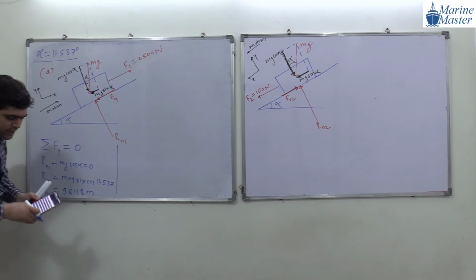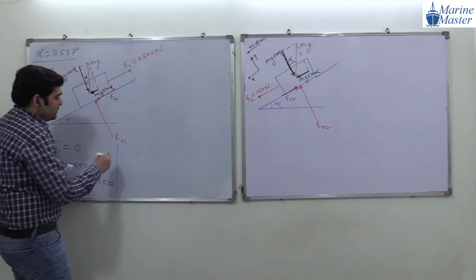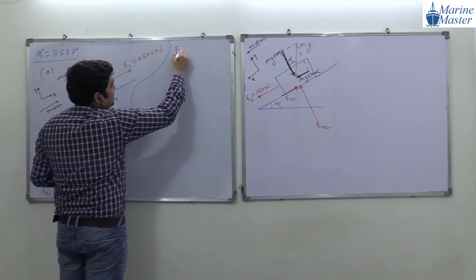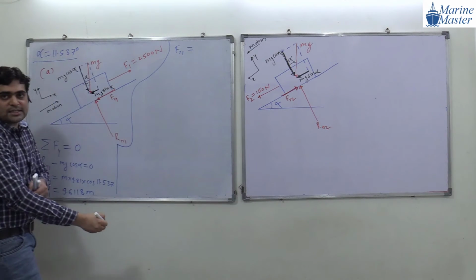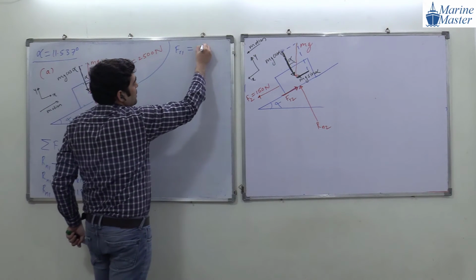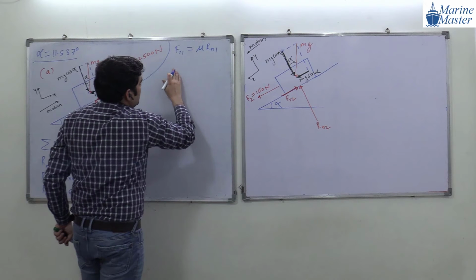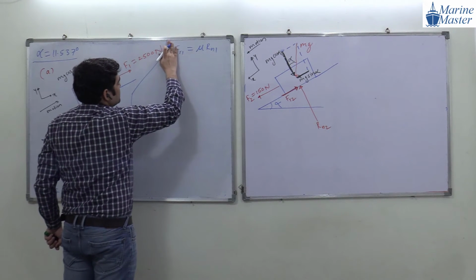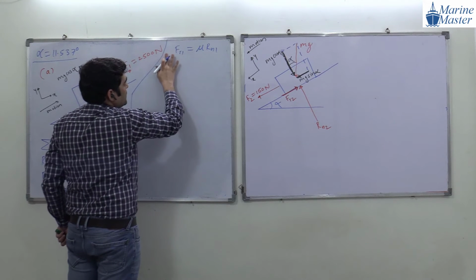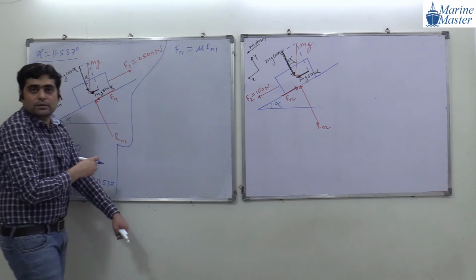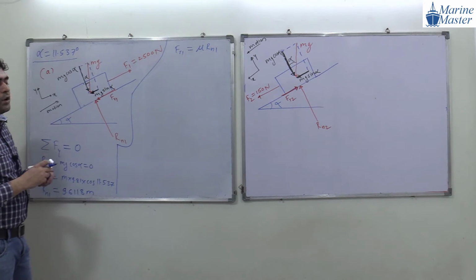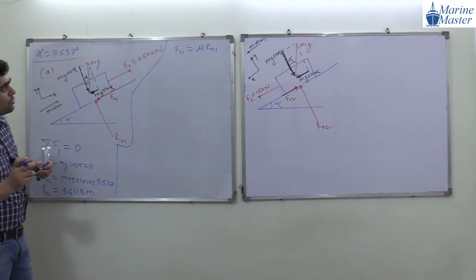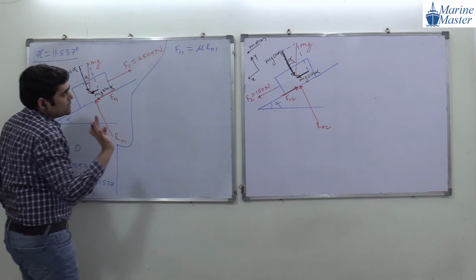Try to see the scenario. Then what will be the next point here? Fr1. What will be Fr1 here, guys? Mu Rn1. Mu is unknown to us. See the point here, everyone. Mu is unknown to us here. So what is the next step?